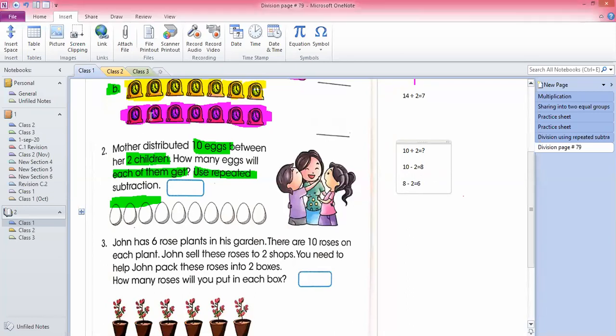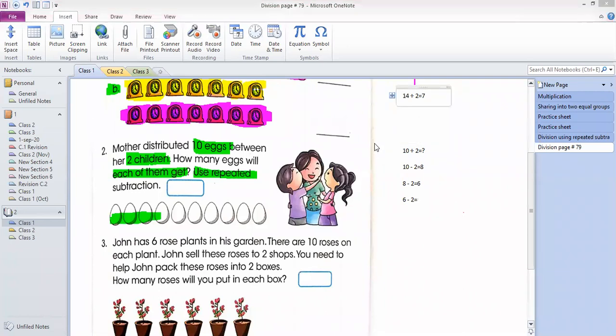When I give 2x from 8x, the remaining eggs will be 6. Okay, now I have 6x left. We can see here that there are 6x left and we have to keep subtracting until we reach 0. So again I will give one egg to each of the children. So 6 minus 2 is equals to, yes guys, 6 minus 2 is equals to 4. Very good, 6 minus 2 is equals to 4.